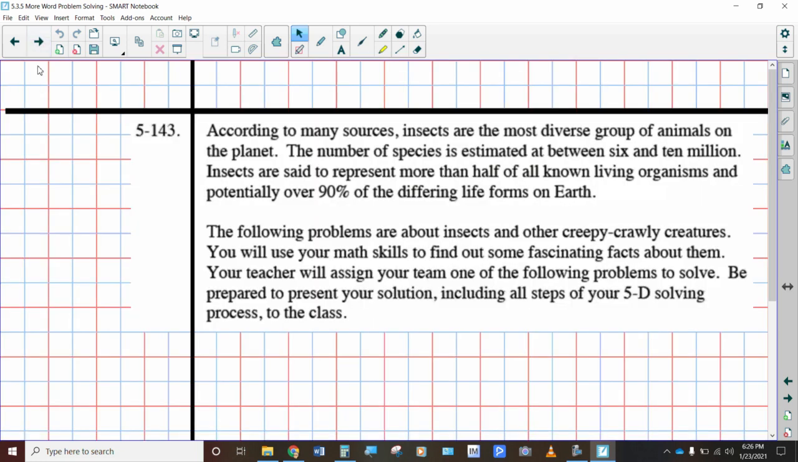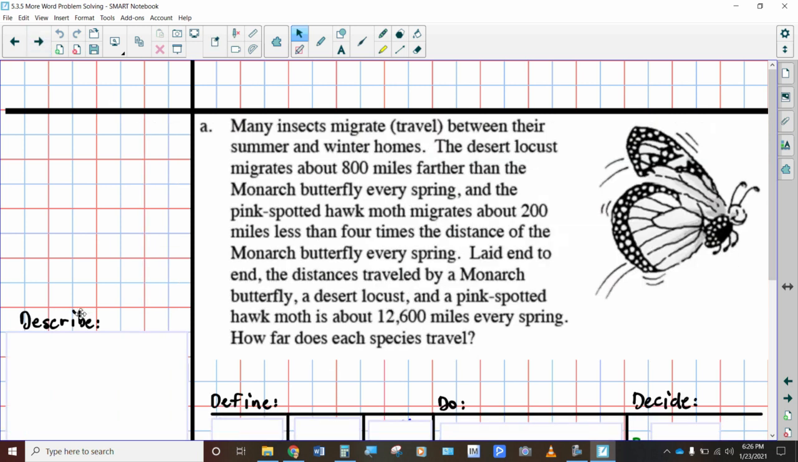So this whole lesson is about bugs, okay? Creepy crawly things. So the 4 problems we're going to work through are all going to have to do with diverse animal groups. So there you go, a little paraphrase. So here's the first one.